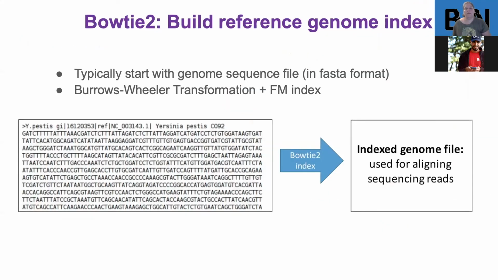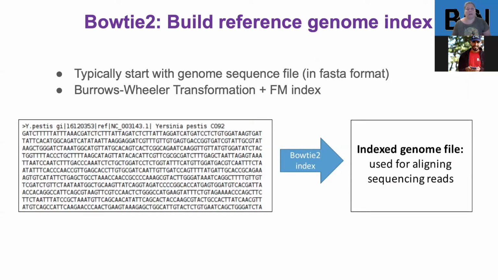And the way Bowtie2 works is, first you take your reference genome and you index it. What it means is you just turn it into a format that's easier or faster for the aligner to read. And it has to do with just rearranging the letters.